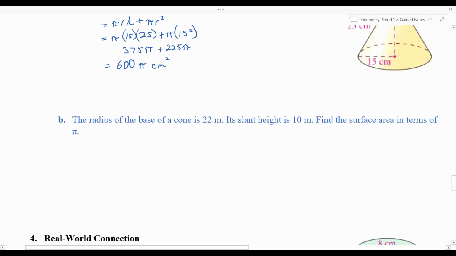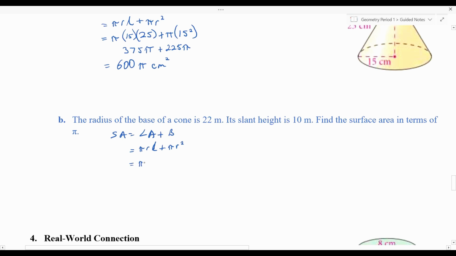Okay, so on this one, we're told to find the surface area, so we're going to start with the basics again. Surface area is going to be lateral area plus the area of the base. So we're going to go ahead and plug in what we know. The lateral area is going to be pi r times the slant plus the area of the base. Since the base is a circle, it's going to be pi r squared. And we just plug in our numbers.